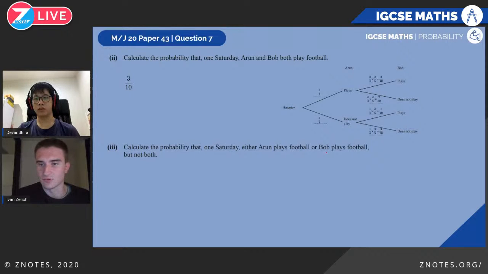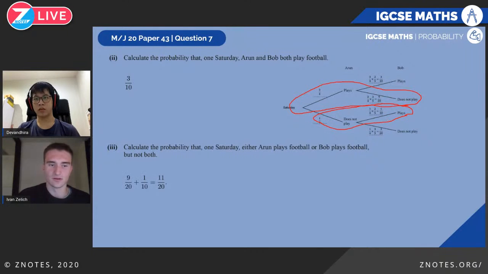If Arun plays, then Bob must not. So it's this portion here. And if Arun does not play, then Bob must. So we have this portion here. And then we have to add those two probabilities, which is 11/20.